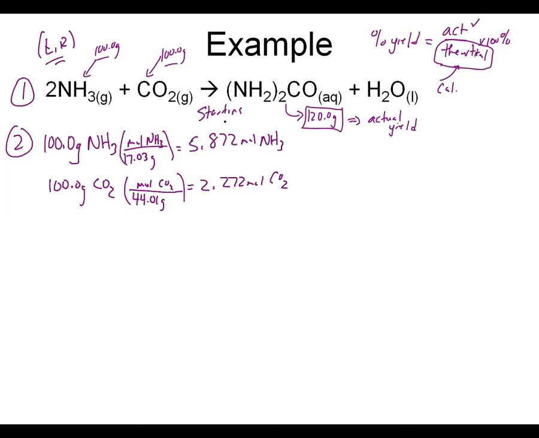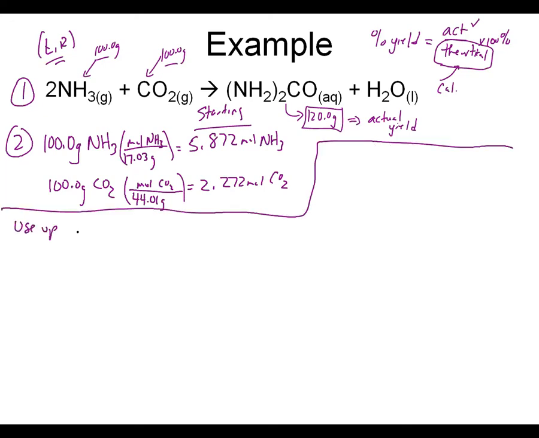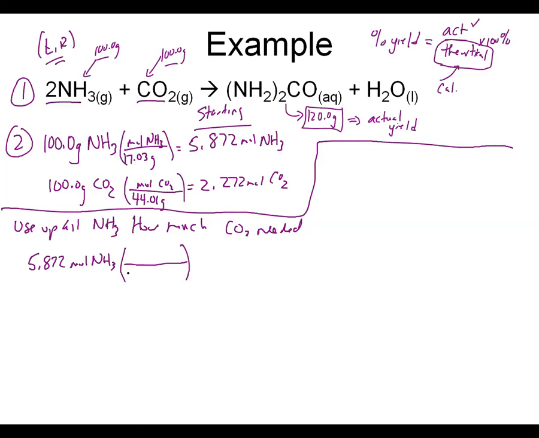Because it is a limiting reagent problem, we need to do that little calculation to figure out which one's the limiting. So here I'm going to try to use up all of my NH3. I want to know how much CO2 is needed. So we're going to start with our 5.872 moles of NH3. We're going to go to the equation and find the relationship, which is the same one as we used in the previous problem. 2 moles of NH3 gives us 1 mole of CO2.